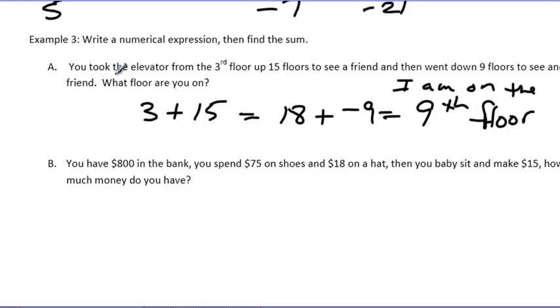All right, last example here. It says you have $800 in the bank. You spend $75 on shoes and $18 on a hat, and then you babysit and make $15. How much money do you have? Well, one thing you could do is put your positives together and your negatives together first. All right, so 815 is obviously 815. These are my positives. Now let me do my negatives. All right, so I have 75 and 18. And we end up with 93.